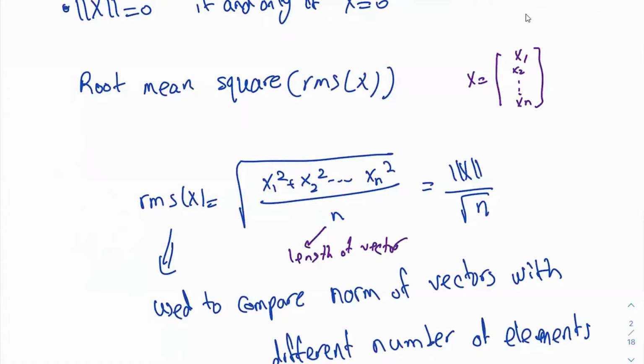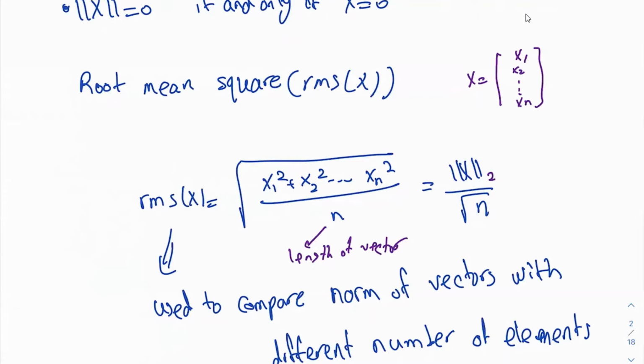But wait, what is this square root of x1 square plus x2 square all the way to xn square? It's nothing but a norm, the L2 norm. So RMS of x, root mean square of x, is defined as the L2 norm of the vector divided by the square root of the length.